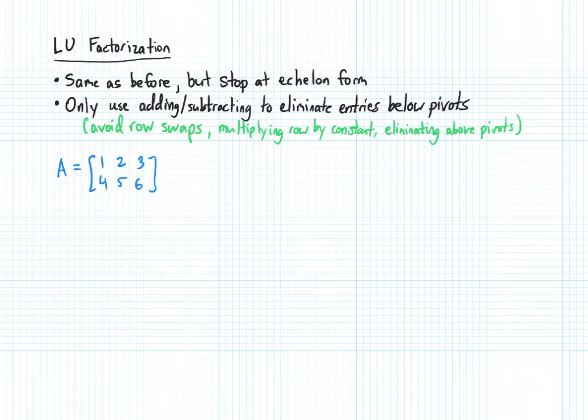So let's go back to the example that we just did, and we'll do the LU factorization for it. So when you do that first row operation, this is what you get, and you'll notice that it's already in echelon form. So we won't actually be doing any more row operations. This is the final matrix, and this is going to be the thing that we call U.